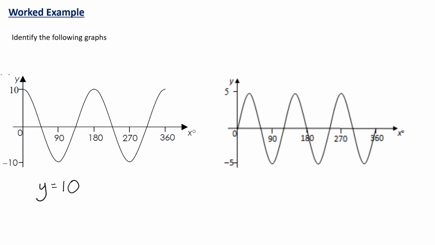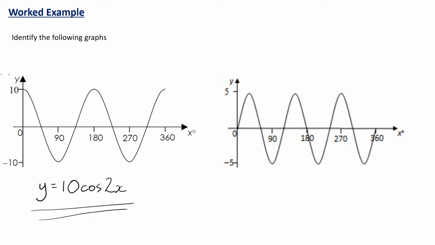Then is this a sine or a cosine? Well, it's like a valley, so that's a cos. So it's going to be 10 cos. And how many revolutions are there? There are 1, 2 revolutions in 360. So this is the graph of 10 cos 2x.